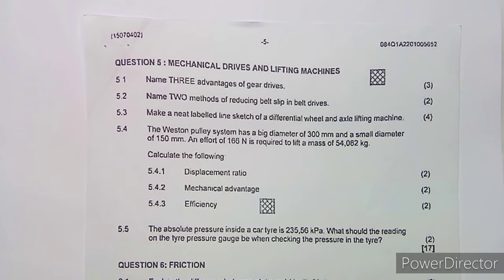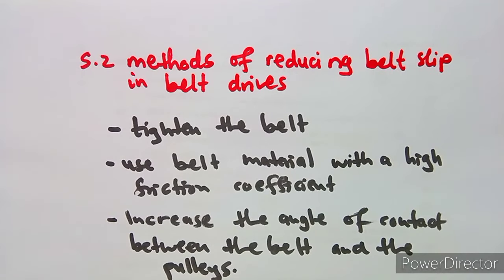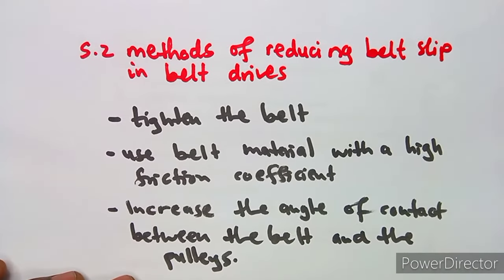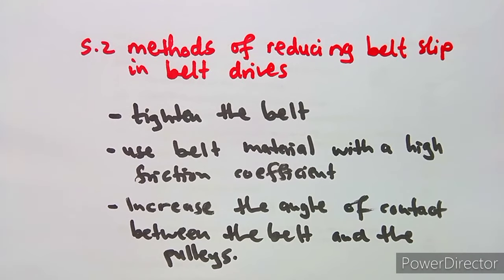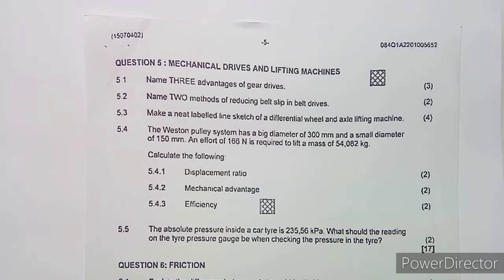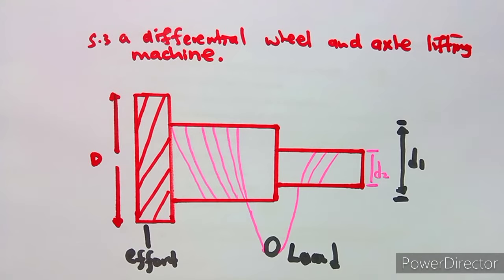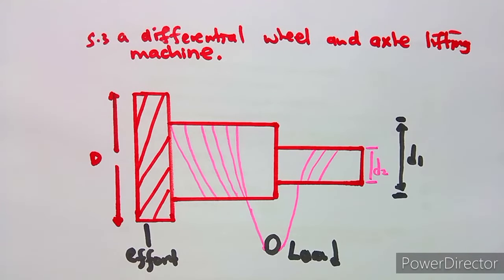Methods that you use when reducing belt slip. Also, we've got a lot of methods that you can use to tighten the belt, to use the belt material with a high friction coefficient, to increase the angle of contact between the belt and the pulleys. So we've got a lot of things there. Then we needed to make a sketch of a differential wheel and axle lifting machine. Okay, so I think this one, guys, we have it. So that's what we have on a differential wheel and axle lifting machine.